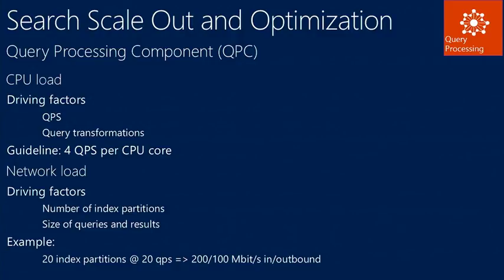If you've got 100 megabit networks, you're almost saturating your inter-server communication here just with search. And that's before you even do anything else, like crawl or any customizations or anything.